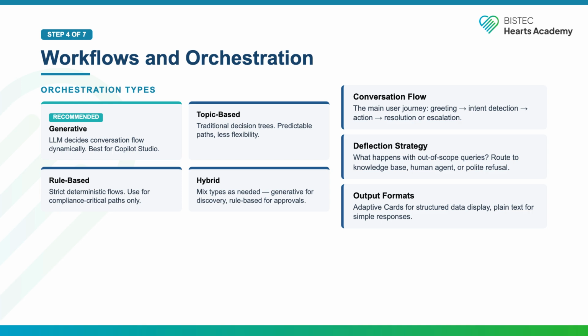It handles variation in user phrasing naturally and adapts, without you having to write explicit branches. This is the right default for most enterprise agents. Topic-based orchestration is the traditional decision tree model. You define specific topics, and the agent routes users through them.